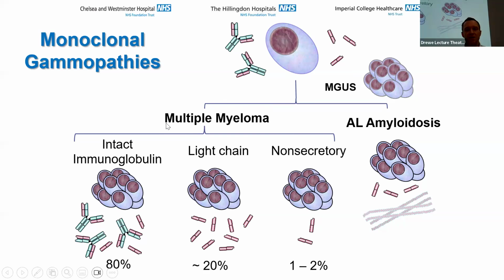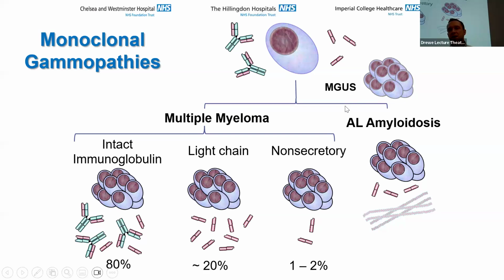In particular, the questions we often come up with relate to multiple myeloma, and there are three main potential types. You can have intact immunoglobulin, with secretion of intact monoclonal antibodies, and this accounts for roughly 80% of myeloma cases. Then there are clones which only produce free light chains, accounting for roughly 20% of cases. And then a far smaller group which are non-secretory or possibly oligosecretory, which may secrete very small quantities of excess free light chains.